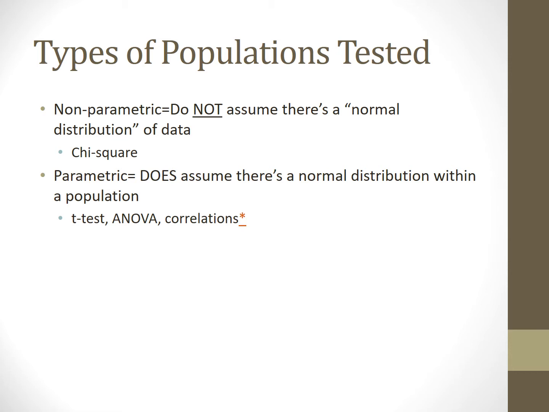Now let's go to types of populations that are tested. For a non-parametric test, you don't assume there's a normal distribution of data, and that's one way to do that is with chi-square statistic. This is a very low level test that may be the only thing you can do depending on what kind of data you have.